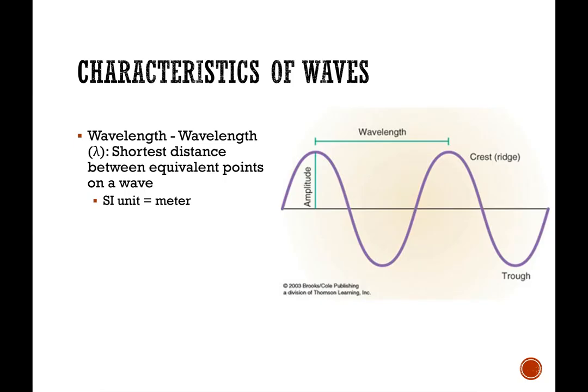Characteristics of waves. Waves have a wavelength. The symbol for wavelength is lambda. That is the shortest distance between equivalent points on a wave. So it could be the top of one to the top of another, or the bottom of one to the bottom of another. Those are both the wavelength and they are the same distance. Because it is a length, the SI unit for wavelength is the same as the SI unit for length, which is the meter.